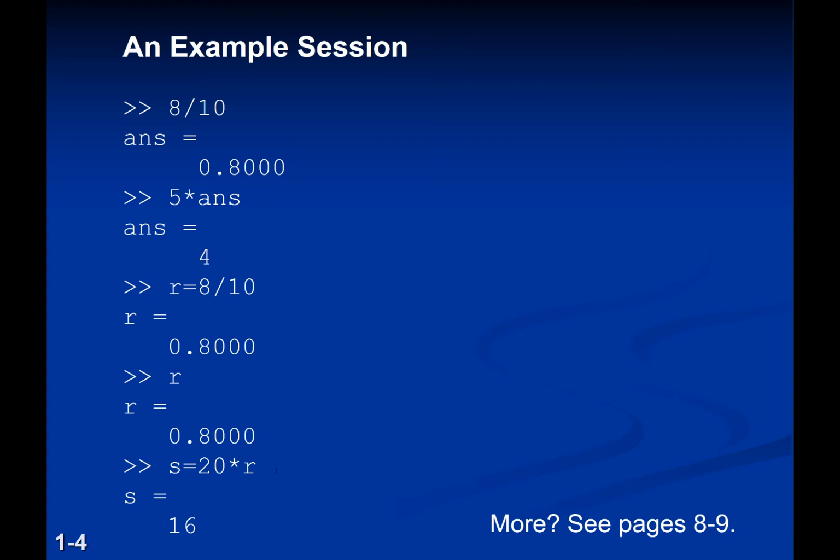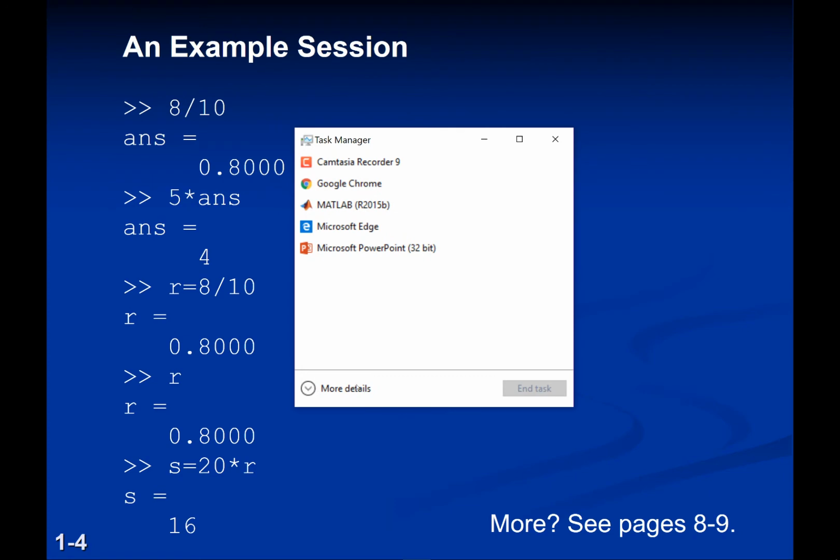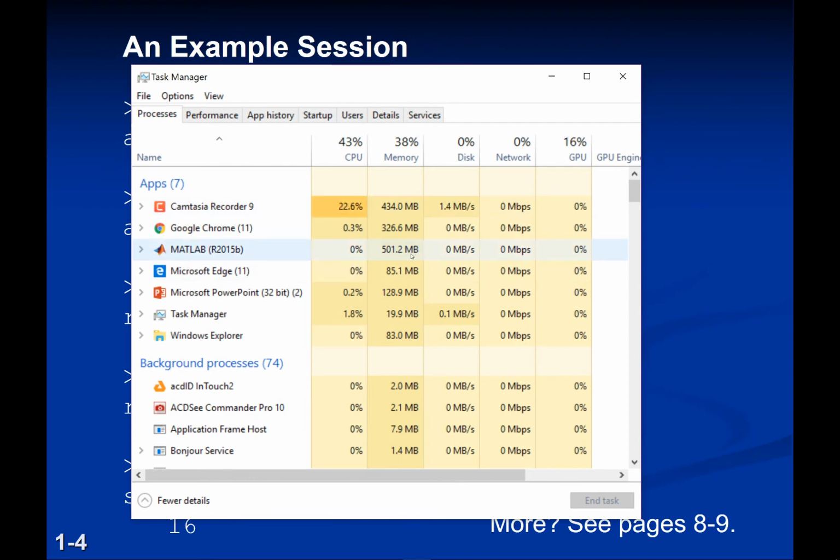Matter of fact, if I pull up Control-Alt-Delete and pull up the Task Manager, here's what I'm looking for. As you look at it, MATLAB uses more memory than any other program running currently, followed shortly thereafter by Camtasia, which is recording my lecture. You would expect that since it's recording real live video and audio that it's going to take a lot. But MATLAB actually uses more than any other program running.